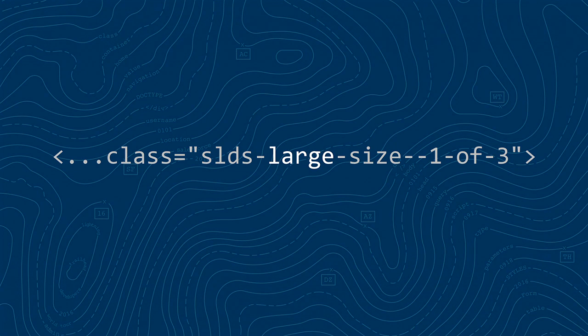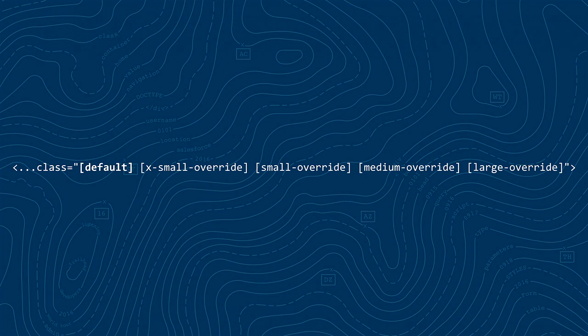So where we initially had SLDS size 1 of 3, we'll have the size modifier prior to the word size. And that'll give us SLDS large size 1 of 3, or SLDS small size 2 of 5, whatever you need. When you're using the responsive sizing, you'll always start with a default class that has no modifier. So you'll have one class that will just be straight up, I want everything to be this size until I tell it not to be. So that from the smallest to the point where you put on this responsive sizing, it will be that size.